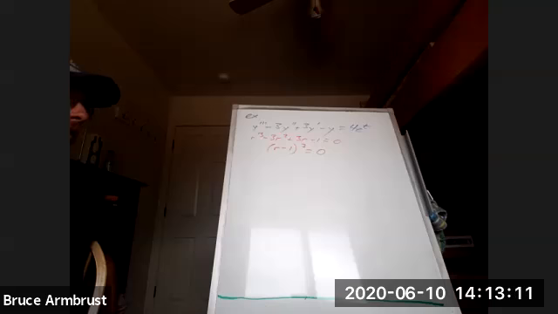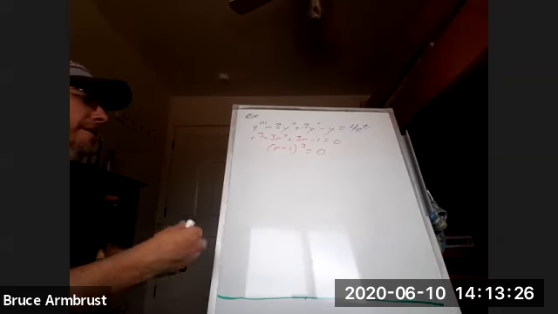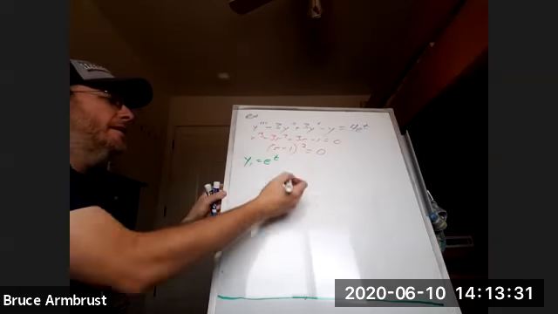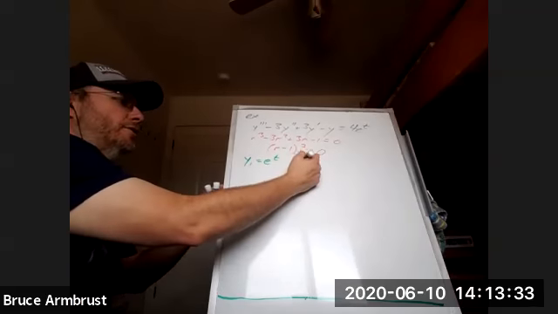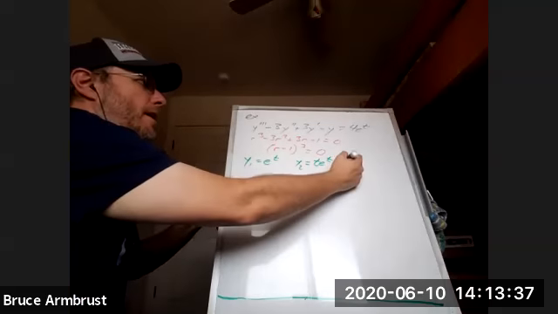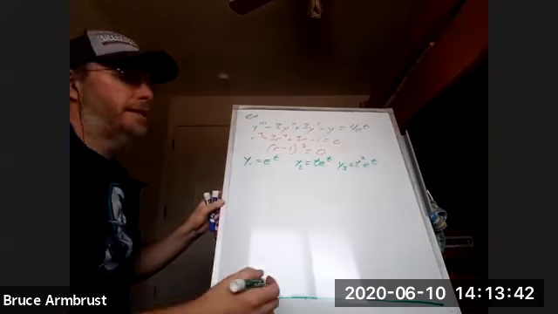If it's not, don't worry about it. But this is r minus 1 cubed, or use a symbolic tool or whatever. So here we get r equals 1, but it has multiplicity 3. The multiplicity of 3 then tells me that this is my fundamental set. y1 is e to the t. y2 is t e to the t. And y3 is t squared e to the t.